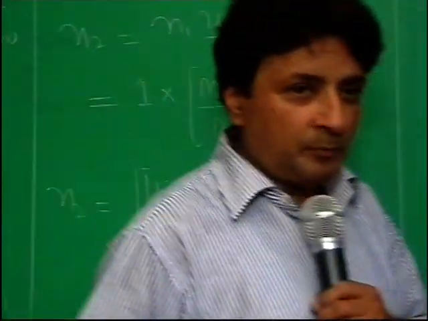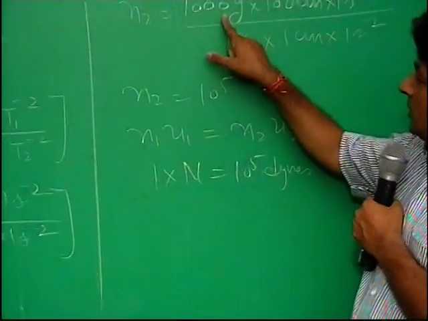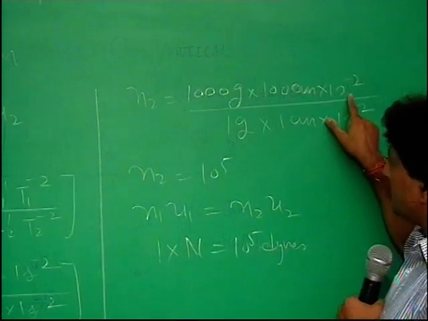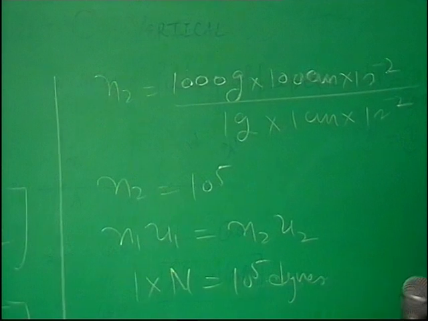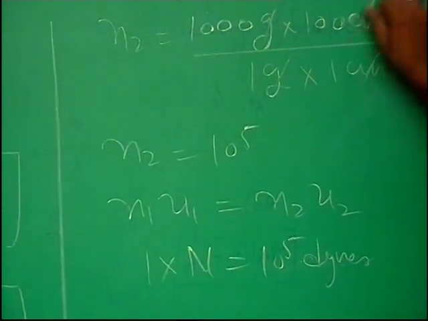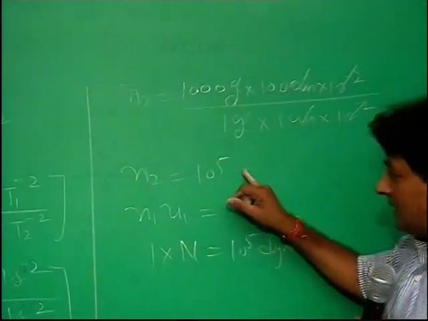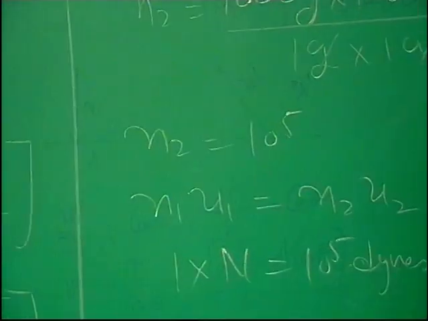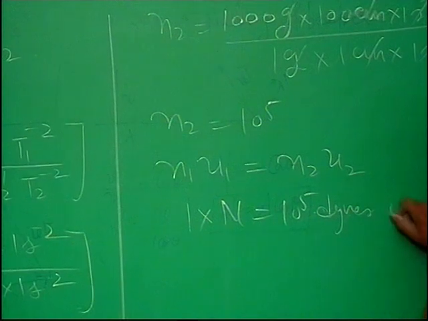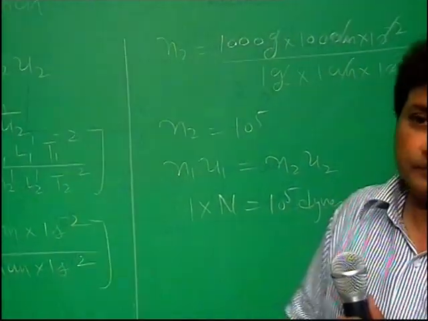So by putting the value of 1000 gram 100 centimeter 1 second minus 2, 1 gram centimeter second minus 2, as you see gram gets cancelled, centimeter gets cancelled, second gets cancelled, N2 equal to 10 to raise power 5. So N1 U1 equal to N2 U2, so 1 Newton is equal to 10 to raise power 5 times.